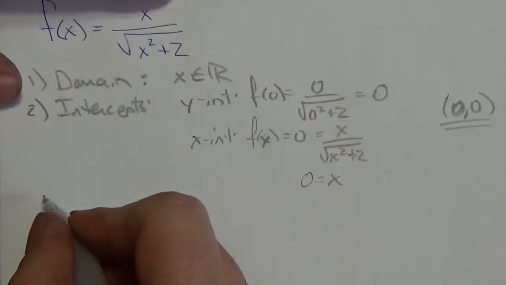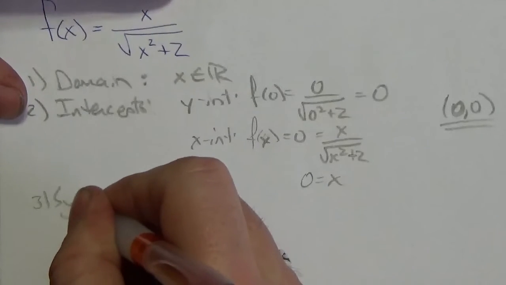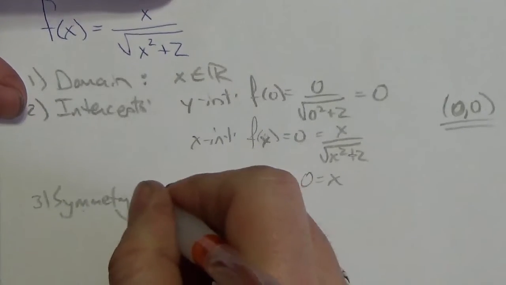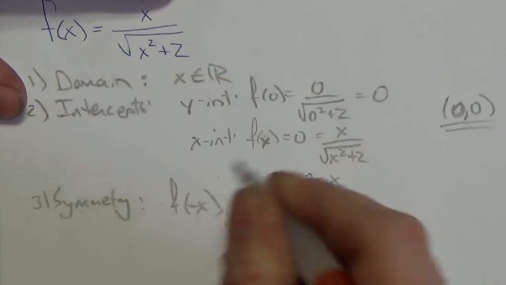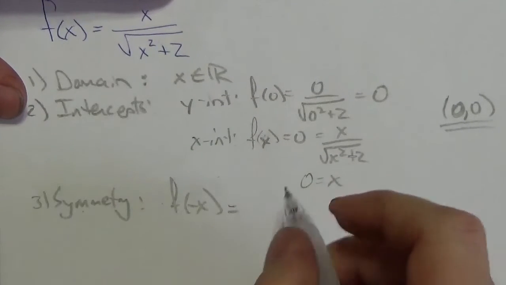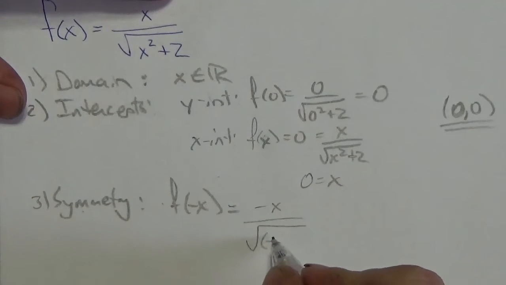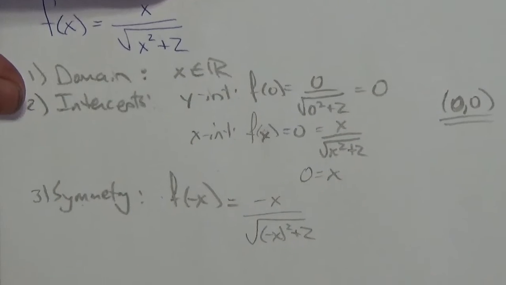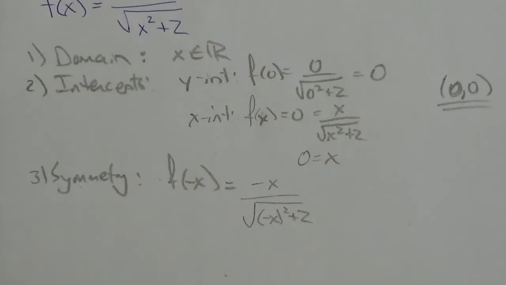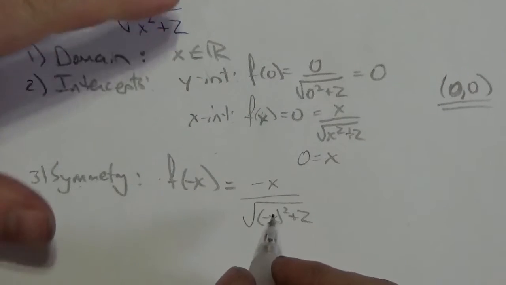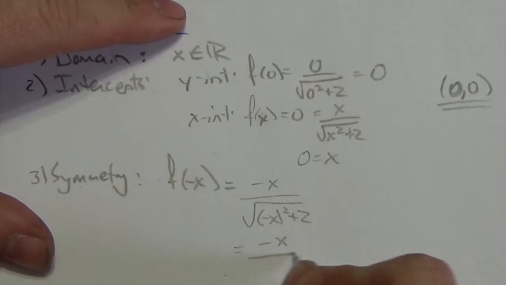Good. 3, symmetry. So if I take a negative and plug it in, I am going to get negative x in the numerator, and then I'm going to get negative x squared plus 2. Now, bear in mind how that looks down here. I'm replacing the x with a negative x. Now, because in the original function x was being squared, when I replace it with negative x, it's negative x being squared. And that's actually just going to become a positive.